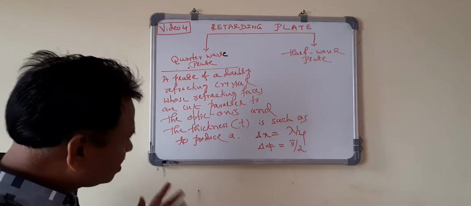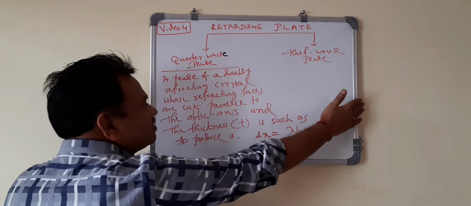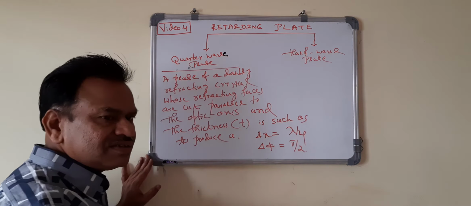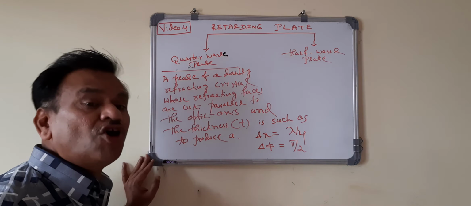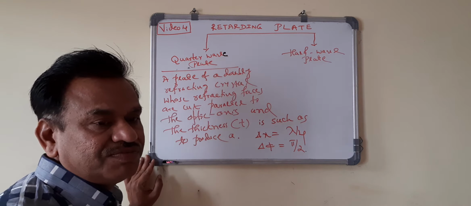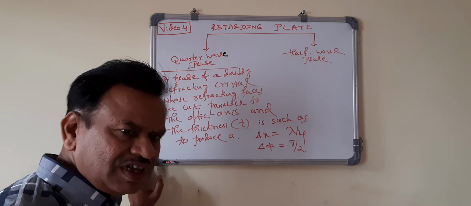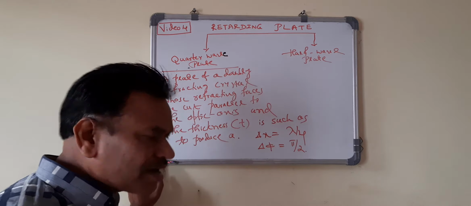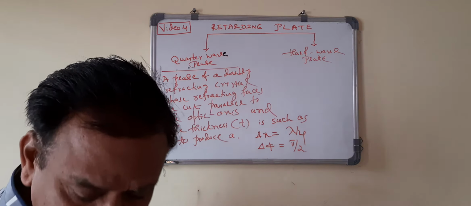Here, how are these plates designed? Assume that this face and this face are the two refracting faces. These faces are cut parallel to the optic axis. I told you that the optic axis is an imaginary line, a direction, and it passes through the blunt corner.